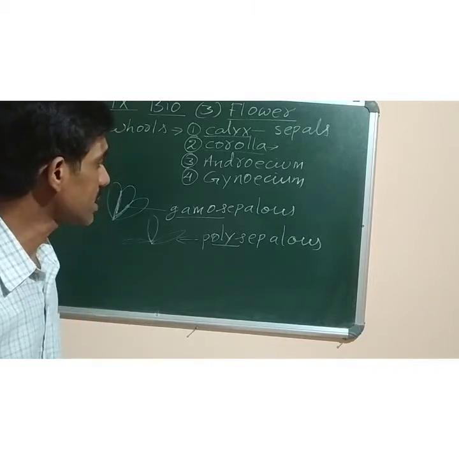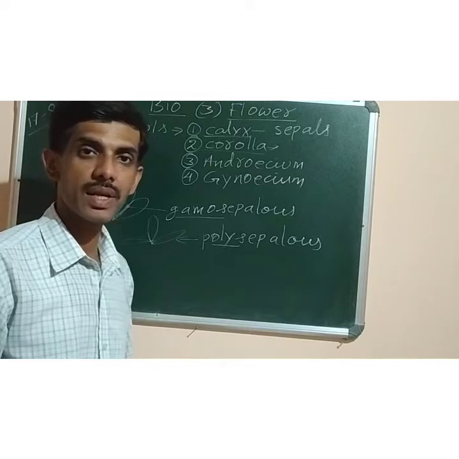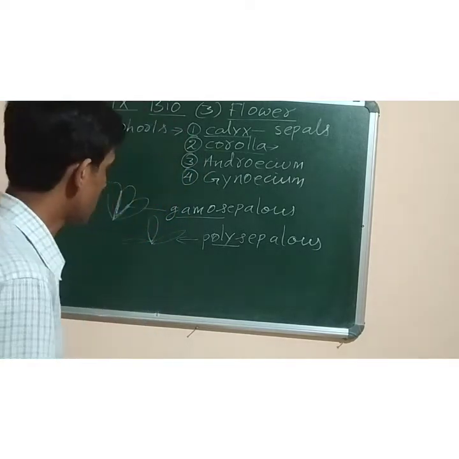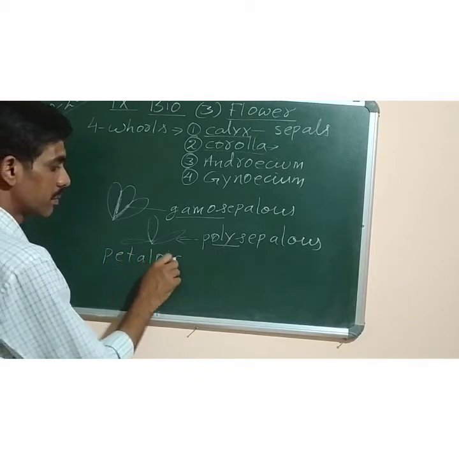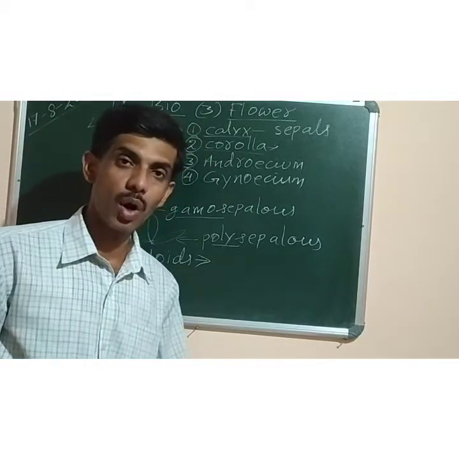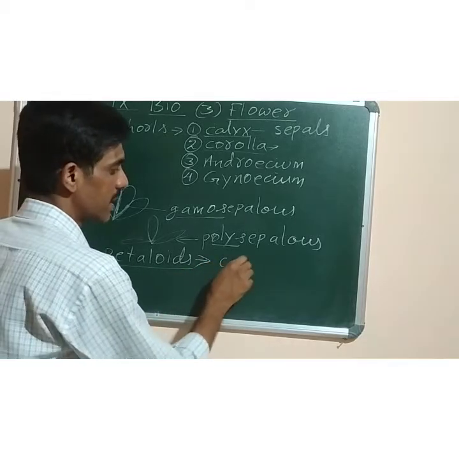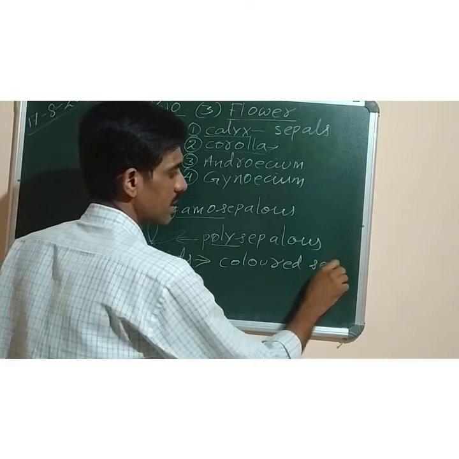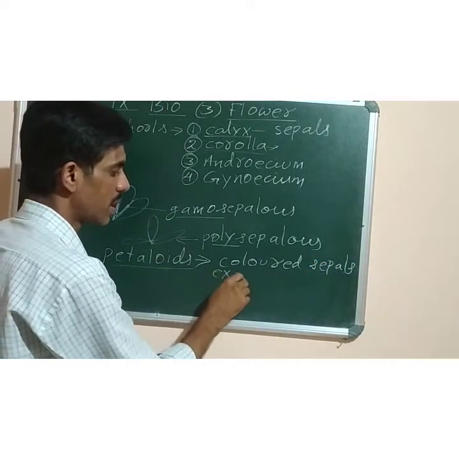Now in some flowers, generally what is the color of sepals? Green. But you will find that in some the sepals are colorful. Such colored sepals are known as petaloids. If the term petaloid is asked, you can give one example, gulmohar. In the gulmohar flower, petaloids means colored sepals. So in simple words you can learn, colored sepals are called petaloids. Example also, gulmohar you can write.